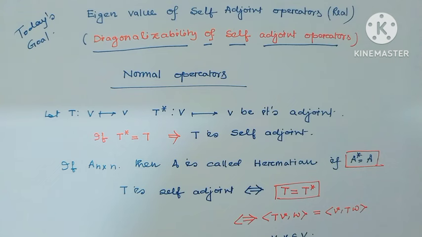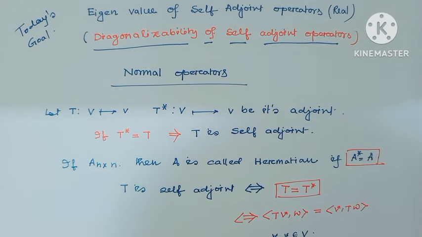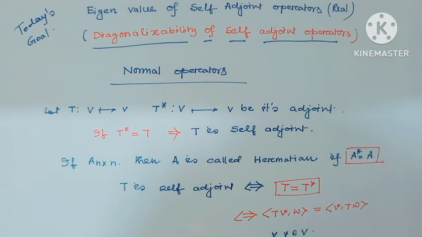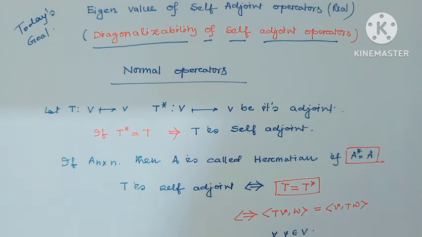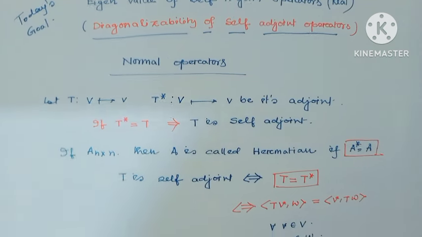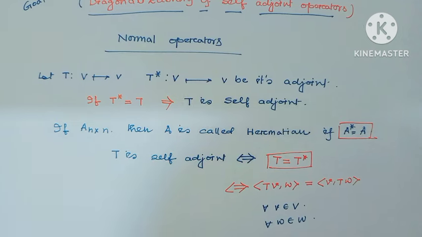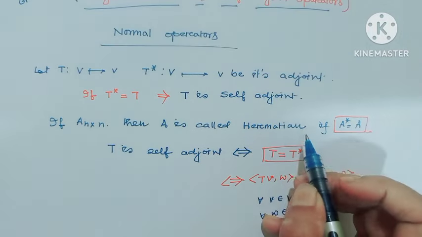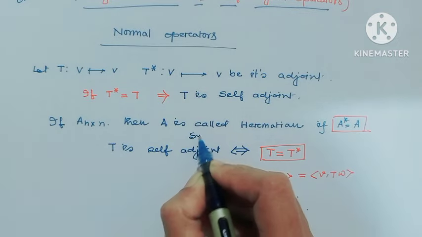If T is an operator from a vector space to a vector space and its adjoint is defined as T star, from the vector space to the vector space, then T is self-adjoint if T star equals T. In matrix notation, an n cross n matrix is self-adjoint; in the complex case this is a Hermitian matrix, and in the real case this is a symmetric matrix.